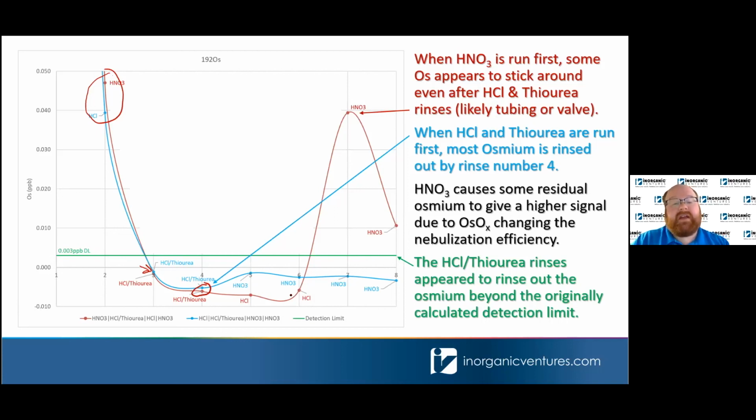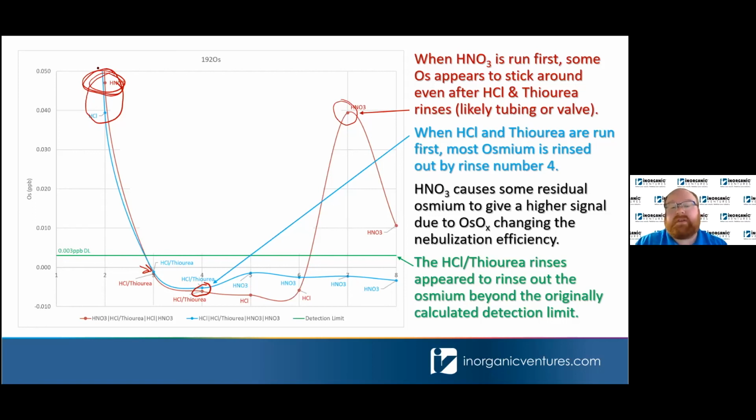But then when we run nitric for this last one after it already ran HCl, we get a huge spike. And that's because the HCl was kind of suppressing it, but some of that oxide formed with the initial two rinses up here. So there's some oxide stuck in the system. It might be stuck in the valve. It might be in the sample loop. And then when we ran nitric again, it changed the nebulization efficiency and gave us a really high signal. Might not actually be a lot of osmium, but to us it looks like it is. So we can't really say that it's not there. That's one of the challenges we have. You get fooled that there's a lot of osmium there because it's changed form.